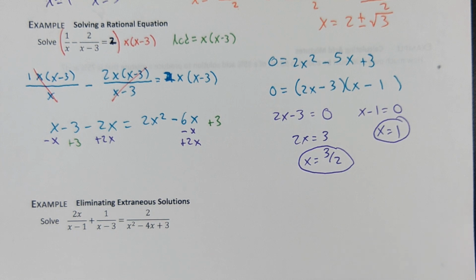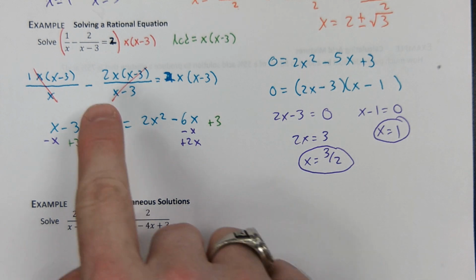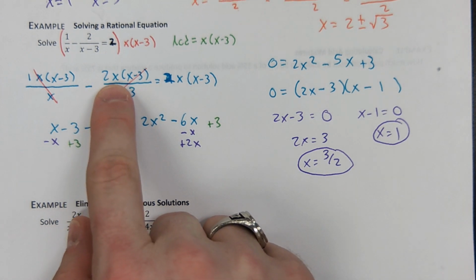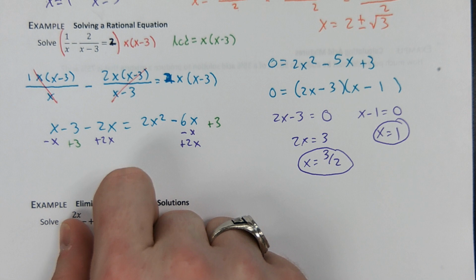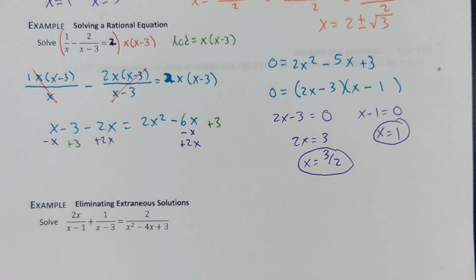Why did I multiply the x minus 3? Wait, where? Here? Why am I multiplying the x minus 3 there? Because I'm not trying to write it as one fraction, I don't want to do it to the top and bottom. Let me approach the question a different way so that you can compare what we did yesterday with what we did today.